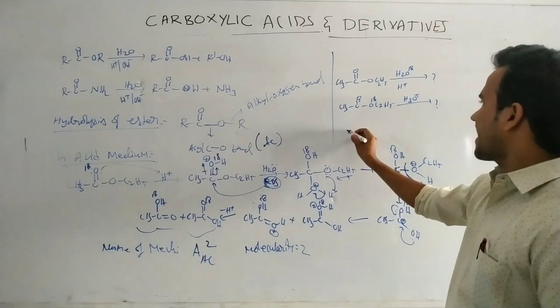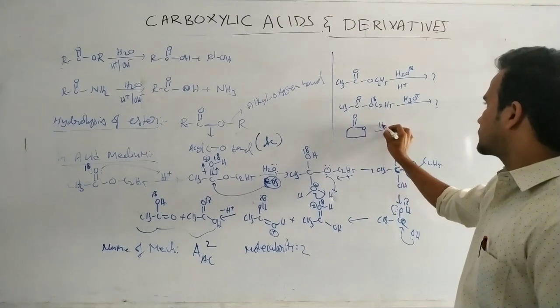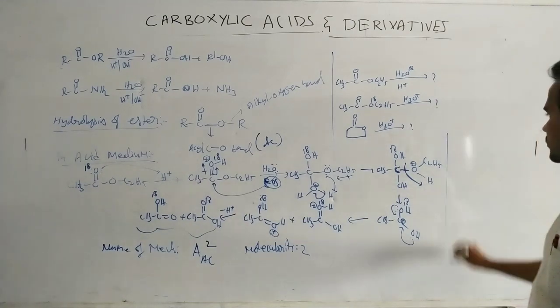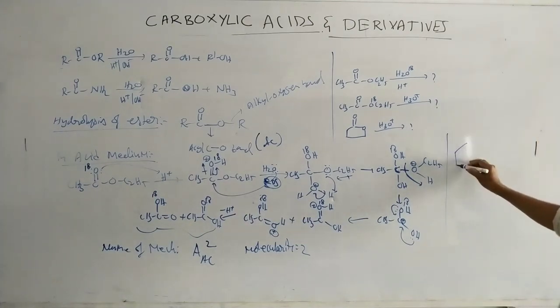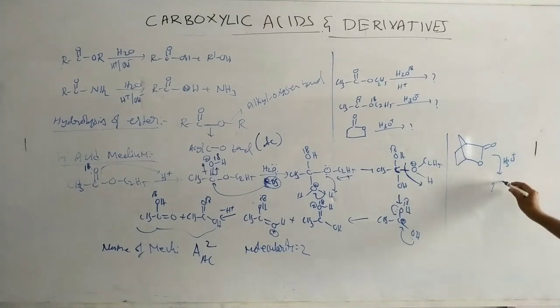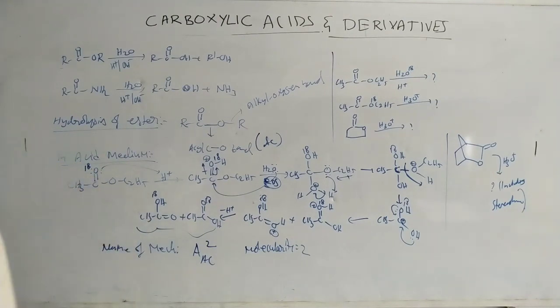And next, the cyclic ester on hydrolysis. Write the product. And next, one more reaction. There is also a cyclic ester on hydrolysis. Write the product including stereochemistry. Okay, that is ester hydrolysis. This is one example. Another mechanism is also there. We will discuss it.